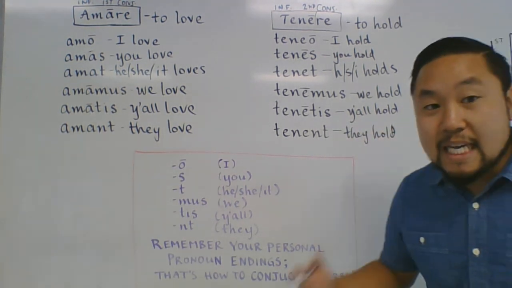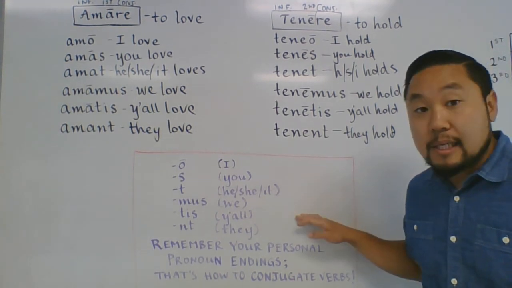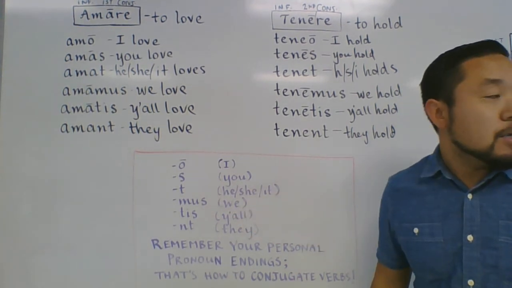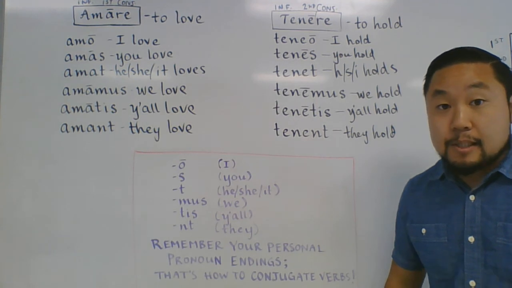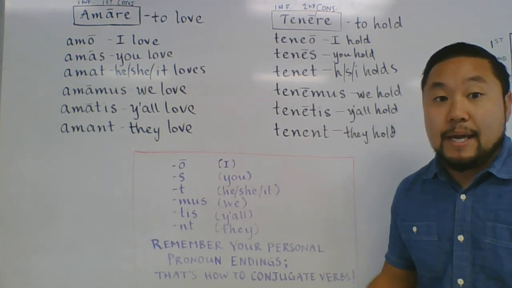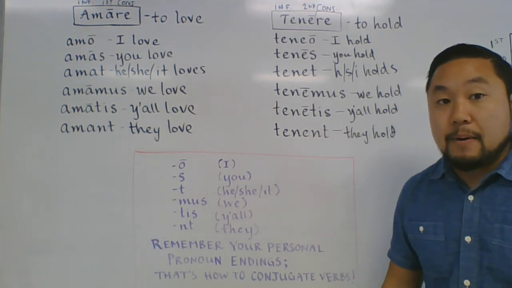So the key thing here, guys, is to memorize these 6 endings as well as the corresponding pronouns in English. This is going to be the key for you to knowing how to conjugate verbs in the present tense.